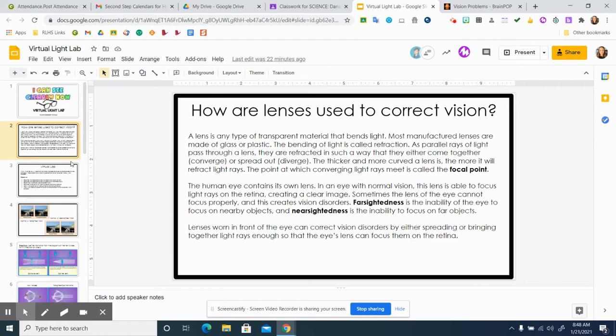The human eye contains its own lens. In an eye with normal vision, this lens is able to focus light rays on a retina, creating a clear image. Sometimes this lens of the eye cannot focus properly, and this creates vision disorders. Farsightedness is the inability of the eye to focus on a nearby object, and nearsightedness is the inability to focus on a faraway object. Lenses worn in front of the eye can correct vision disorders by either spreading or bringing together light rays enough so that the eye's lens can focus them on the retina.